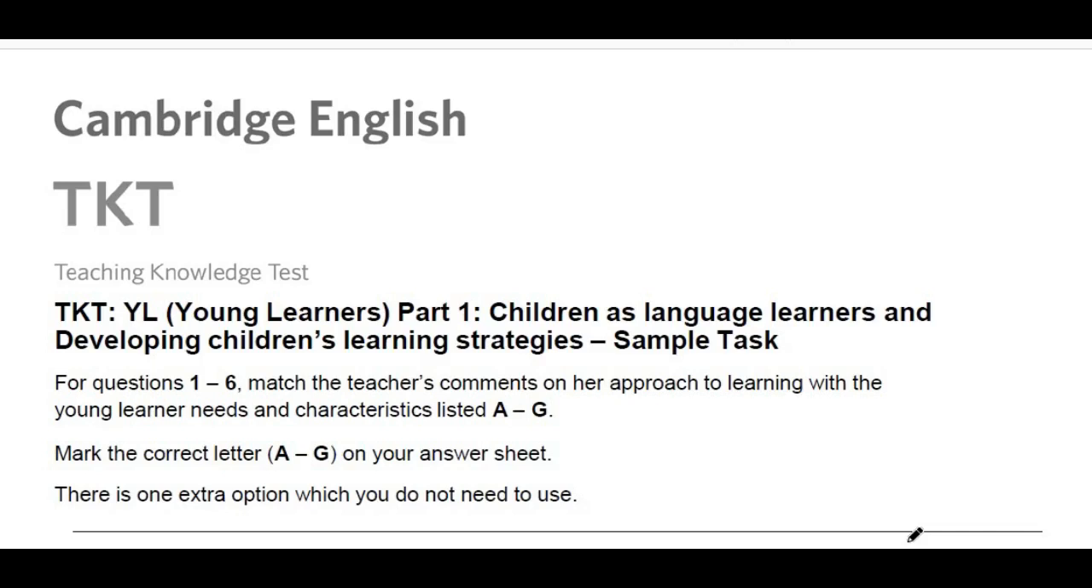Alright, so let's take a look at the sample task number 2. On here we have 6 questions, and what we need to do is match the teacher's comments to her approach to learning for young learners, okay, with the needs and the characteristics listed. Now, one answer is extra, one option is extra, so we don't need to use it. And let's take a look here at what are the options that we have.